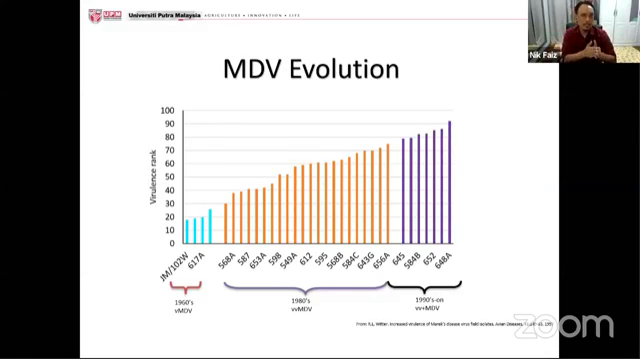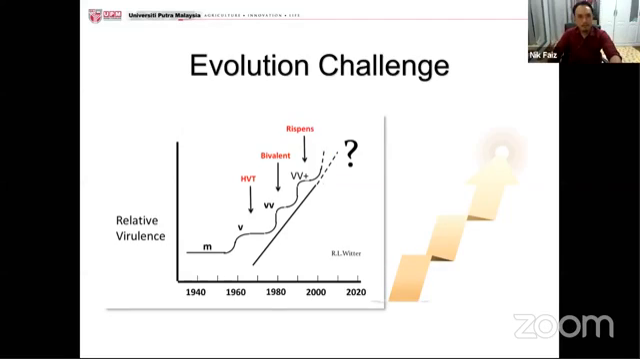In the 1960s, at the first isolation of the virus, they were virulent Marek's disease virus strains. As time goes by, in the 1980s, they detected more of the very virulent strains. And now, from the 1990s until now, we have much more virulent strains in the industry, very virulent plus Marek's disease virus, which requires us to always prepare ourselves to produce new vaccines for the new challenges.